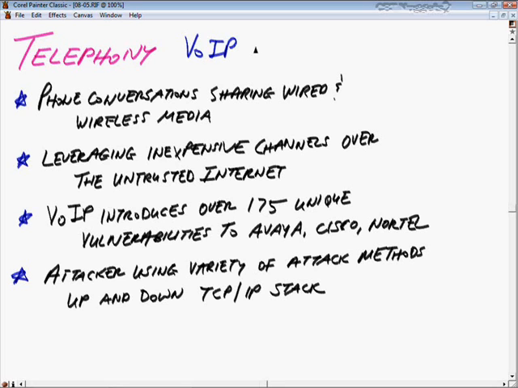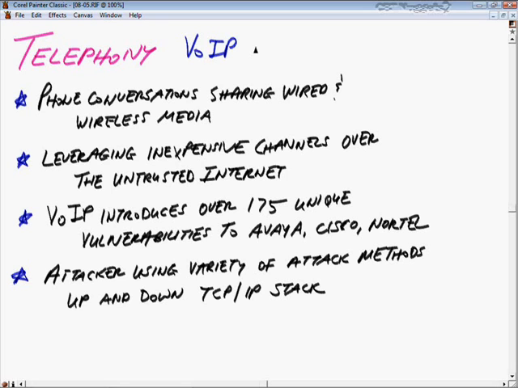Now we have phone conversations in the corporate environment that can have sensitive information now going across our wires that can be sniffed, man-in-the-middle attacked, and even retrieved and stored as data files. Also, we have more and more companies leveraging inexpensive channels with DSL and cable and satellite over the untrusted internet, and they're extending their voice over IP or telephony solution to their regional branch offices and remote offices over the untrusted internet. That brings in a whole slew of security vulnerabilities.